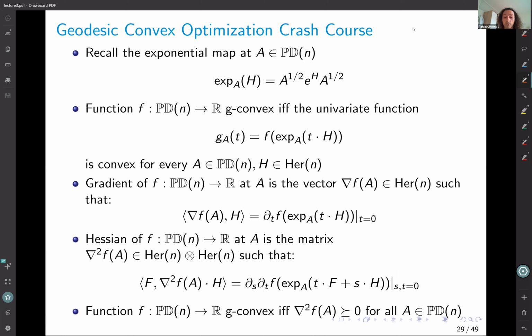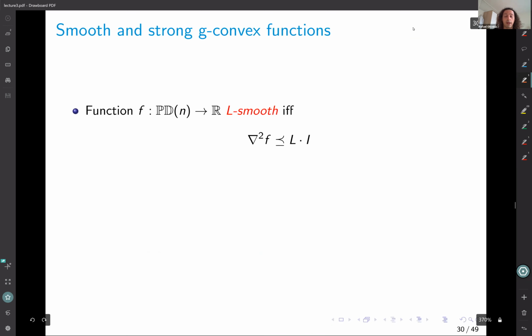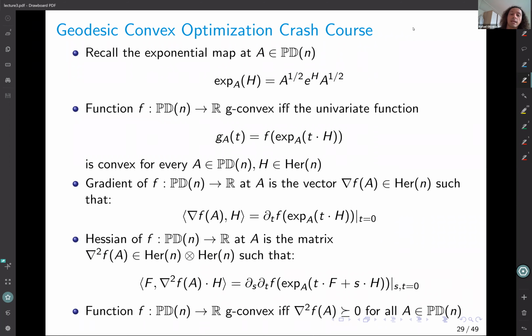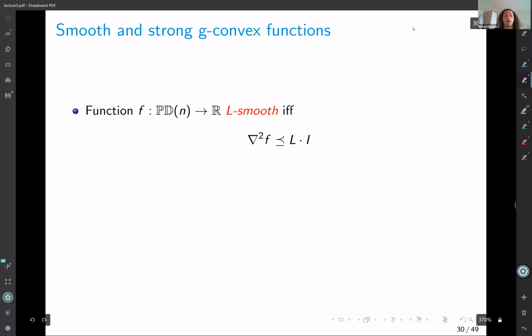We say that a function on the positive definite manifold is geodesically convex if and only if the Hessian is positive semi-definite for all matrices in the positive definite manifold. Again, this is just the same generalization of the two definitions of geodesically convex. Notice that the condition of being geodesically convex reduces to the definition of being regularly convex for univariate functions.